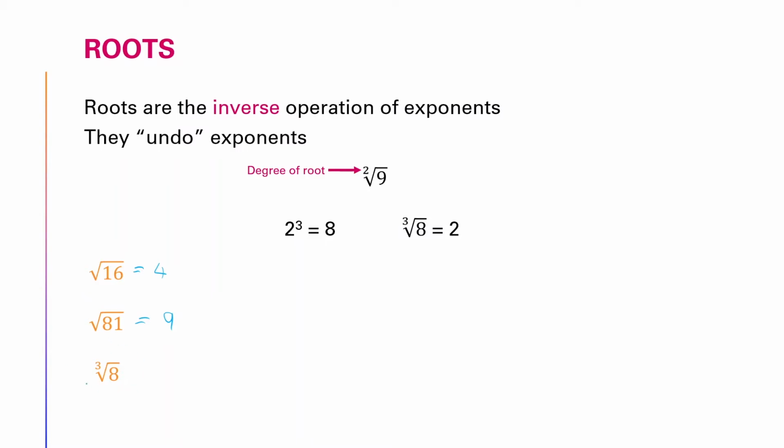Cube root of 8. What number to the power of 3 gives us 8? The answer is 2 because 2 times 2 times 2 gives us 8.